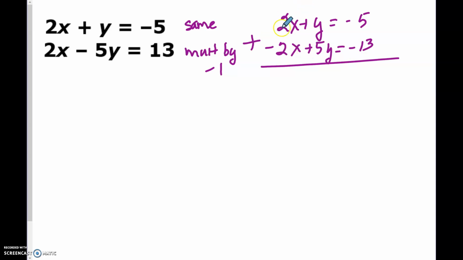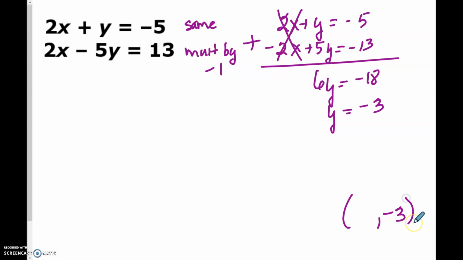So when I add these together, my x's are going to cancel out. And I have 6y equals -18. So y is equal to -3. So make sure when you write this ordered pair that you get that y value in that second spot. Now we know y is -3, so you can put it in any one of those equations.